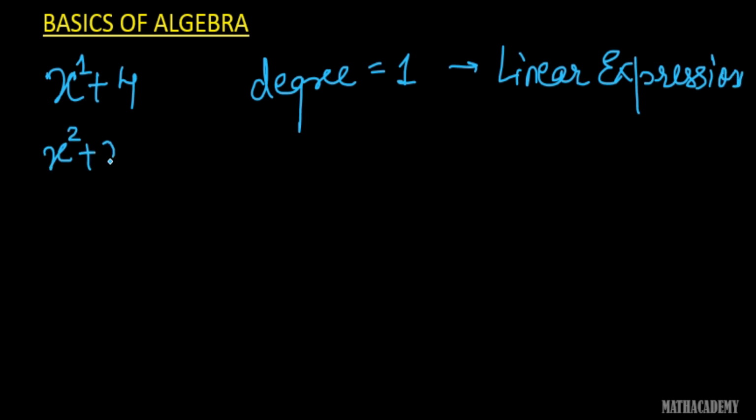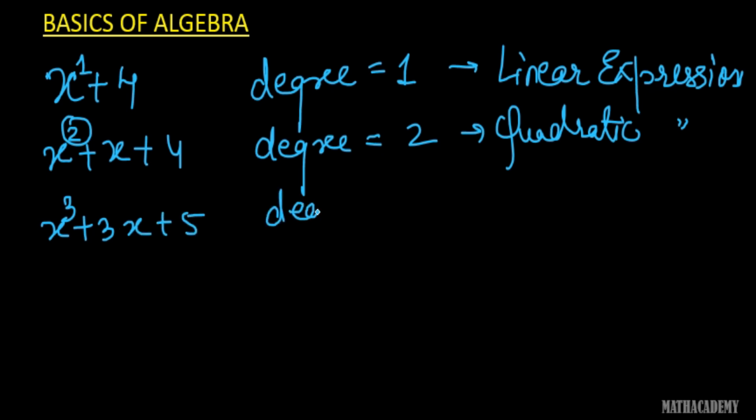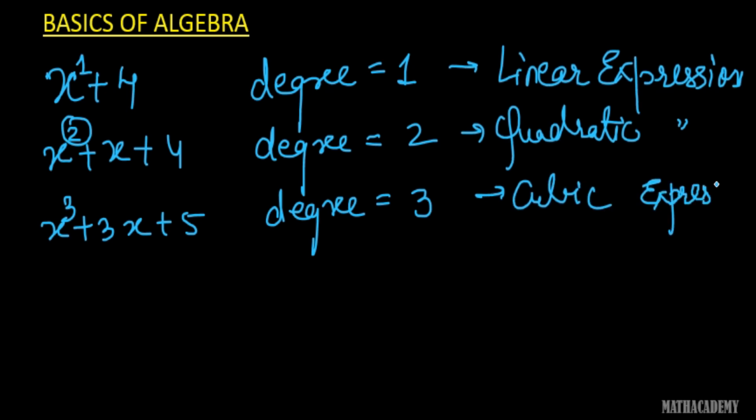For an expression like x square plus x plus 4, the degree is the highest power of the variable x, which is 2. So this is called a quadratic expression. And if we have x cube plus 3x plus 5, the highest power of the variable x is 3, and such expressions are called cubic expressions. Okay, so I hope the like terms, unlike terms, addition, subtraction of algebraic expressions and the degree are clear to everyone.